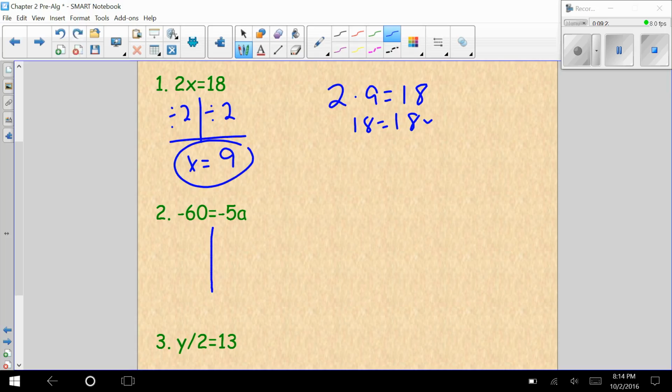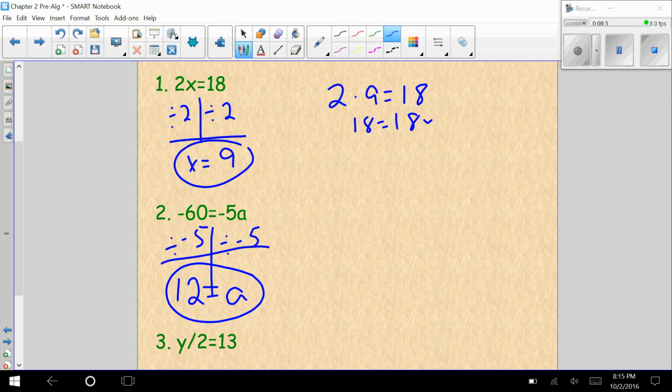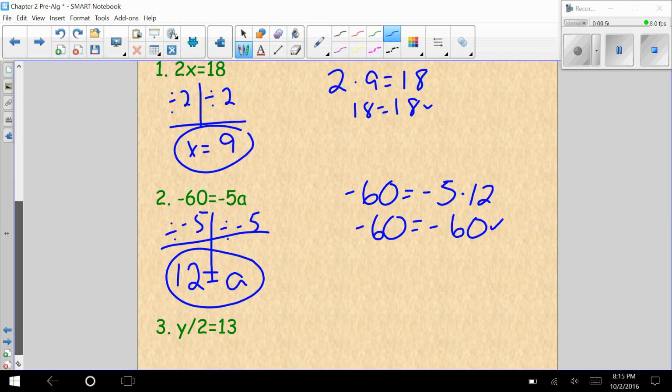-60 equals -5a. The -5 is on the same side as the a. That's multiplication. So to undo it, I'm going to divide by -5 on both sides. -60 divided by -5 is positive 12. So a equals 12. To check that, I'll take -60 equals -5 times 12. -60 doesn't change. -5 times 12 is -60, so it checks out.